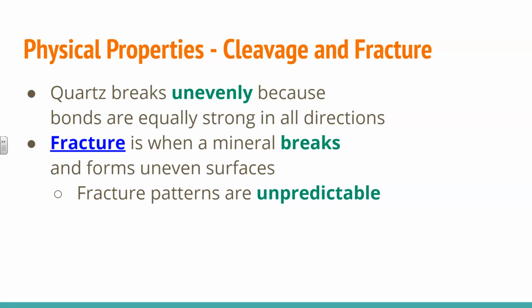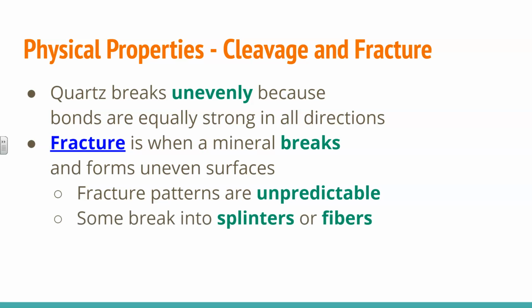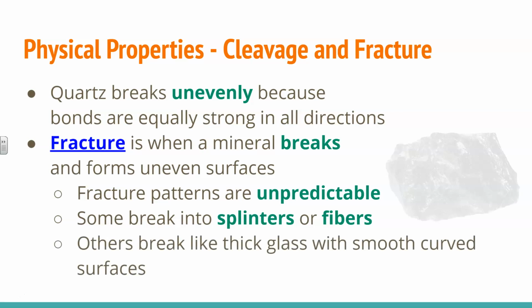Fracture patterns are unpredictable. If I had 10 samples of quartz and I smashed them all with the exact same hammer, I'm not going to get the same 2 pieces every time. It might be big and small, 2 mediums. It's very unpredictable. There's no easy way to say, hey, I guarantee this is going to rip off like a stack of pancakes. Okay. Some break into splinters or fibers. Okay, you can kind of picture what both of those would look like. Fibers are just going to be long, stringy things, and then splinters are just going to be tiny little parts.